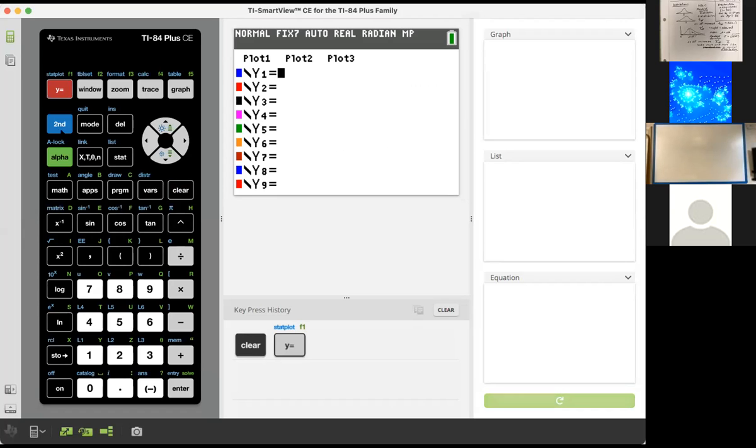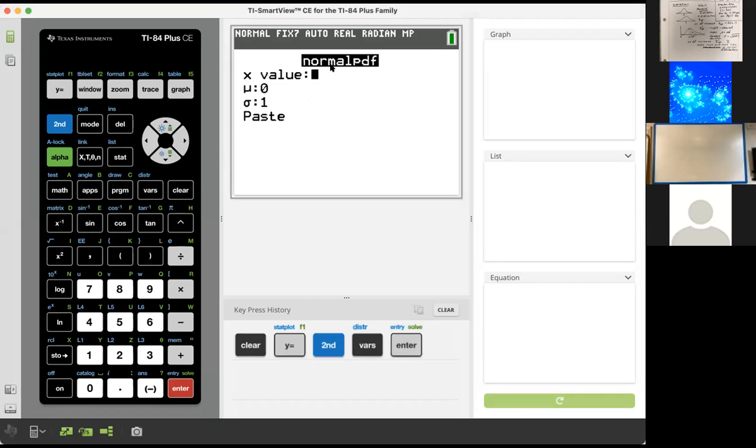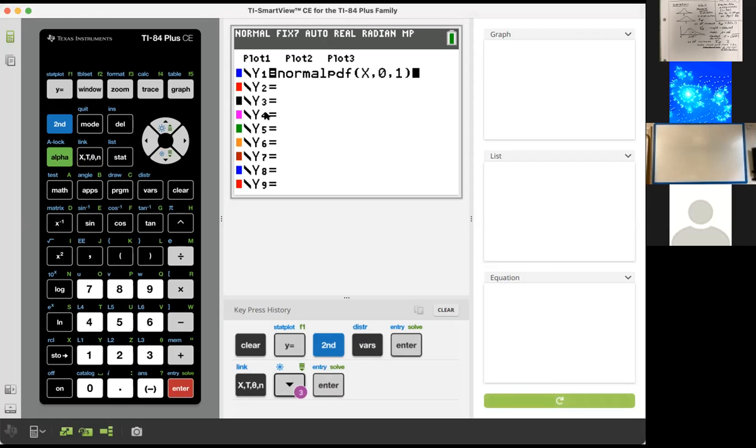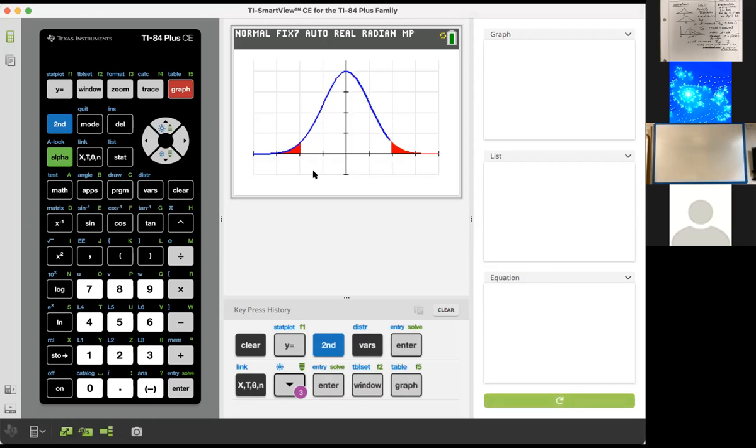And from the distribution key, let's do the standard normal distribution, normal probability distribution function. And we'll use X to graph it with a mean of 0 and a standard deviation of 1, paste. Okay, let's take a window right here and graph this. -4 to 4, this looks pretty good. Okay, that's the standard normal distribution in blue.